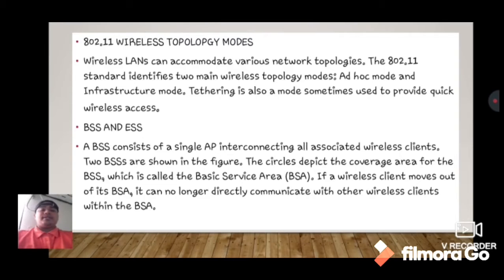BSS and ESS. A BSS consists of a single AP interconnecting all associated wireless clients. Two BSSs are shown in the figure. The circles depict the coverage area of the BSS, which is called the basic service area. If a wireless client moves out of its BSA, it can no longer directly communicate with other wireless clients within the BSA.